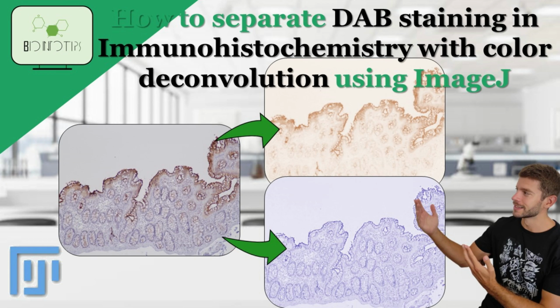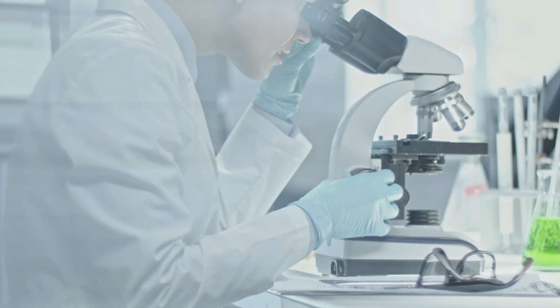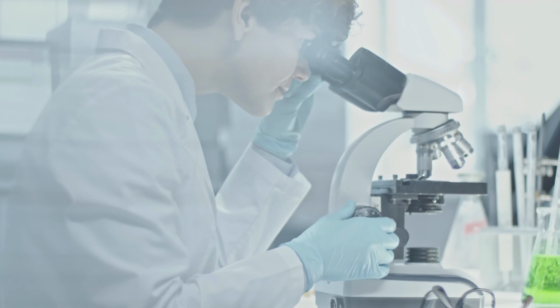Do you want to know how to separate the DAB staining from the hematoxylin one, using ImageJ? You came to the right place.